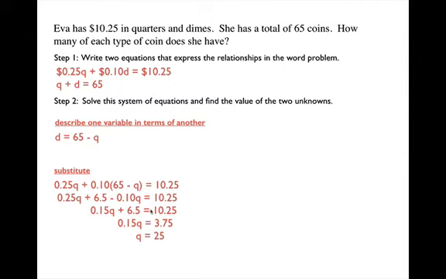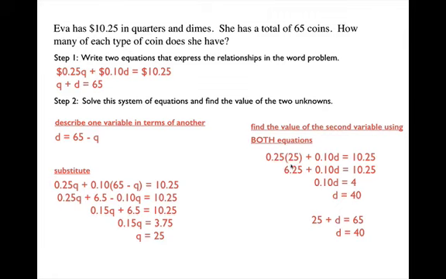When I solve that equation, I find that q equals 25. Now I'm not done because I need to find the number of quarters and the number of dimes. So I'm going to substitute the quantity 25 back into q in both equations. And when I do that and solve for d, I find that d equals 40 for the first equation and d equals 40 for the second equation. So I can come to the conclusion that Ava has 25 quarters and 40 dimes.